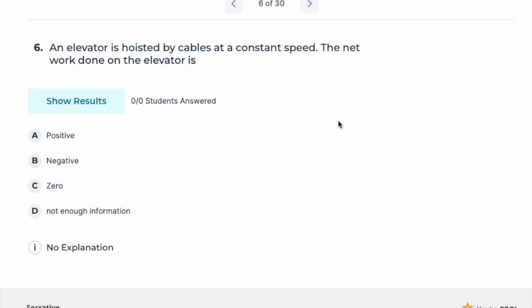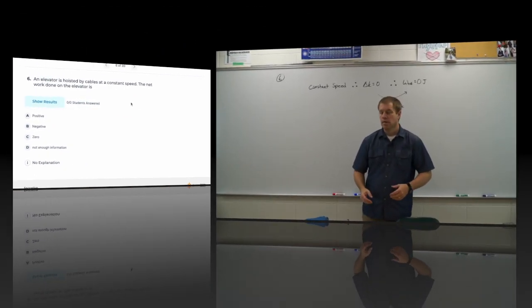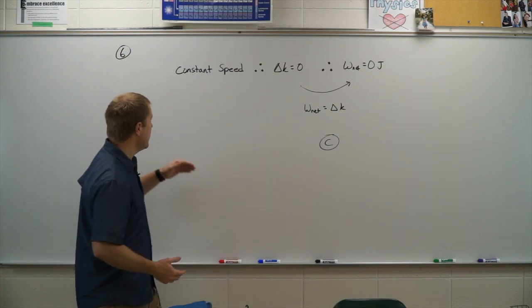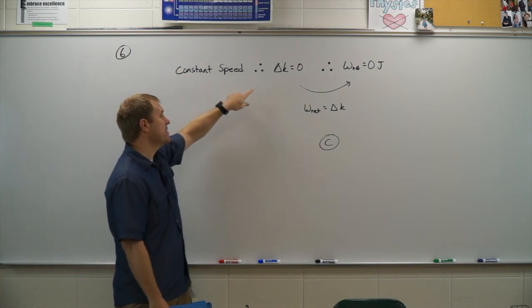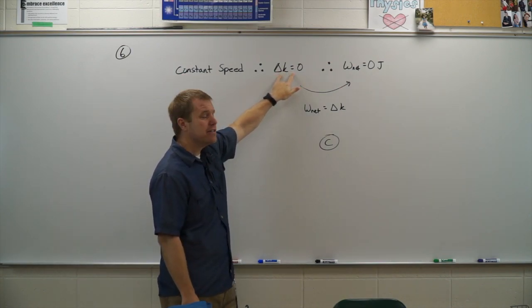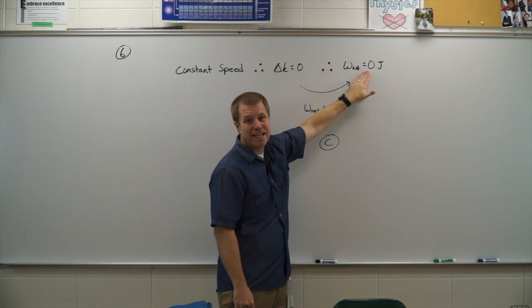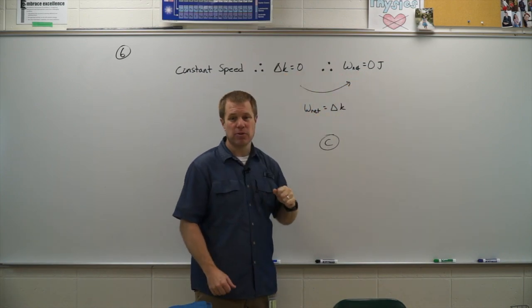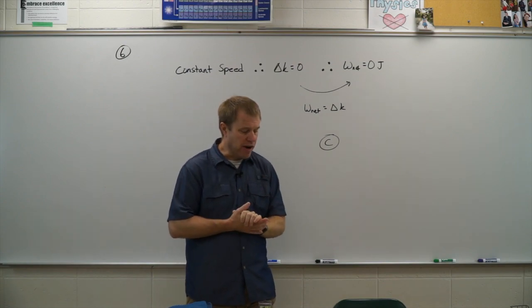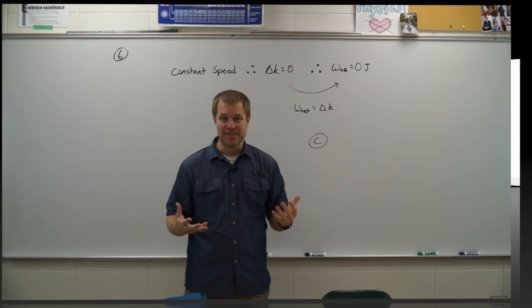Number 6. An elevator is hoisted by cables at a constant speed. The net work done on the elevator is? The key word in here for our elevator is constant speed. Constant speed means our change in kinetic energy is 0, and that means our net work is 0 because net work is equal to change in kinetic energy. So the correct answer here is C.